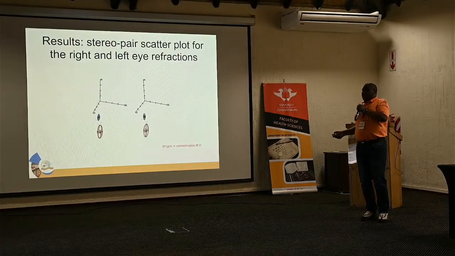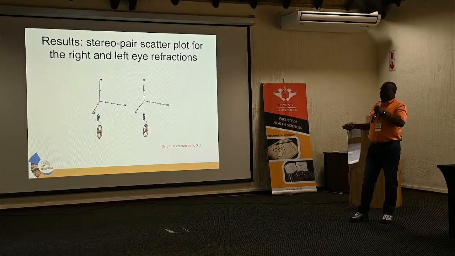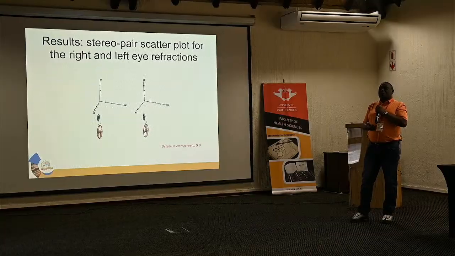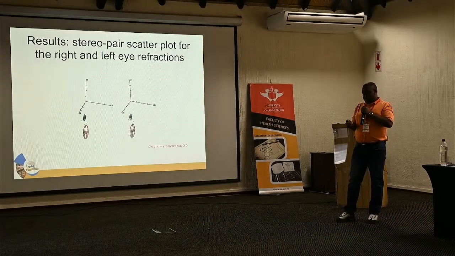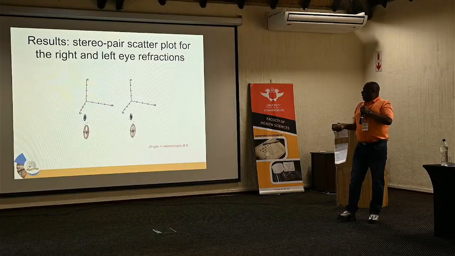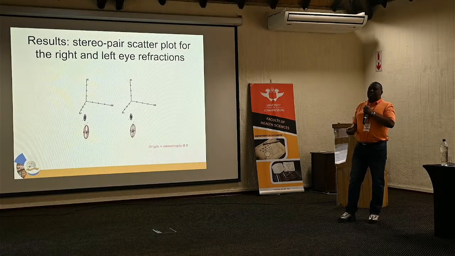So this is the diagram of all the measurements. The left eye was not like the right eye. This is the right eye, which was more myopic, and then this is the left eye. All of this, the mean is somewhere around there, and then for the left eye, nearly mostly there.